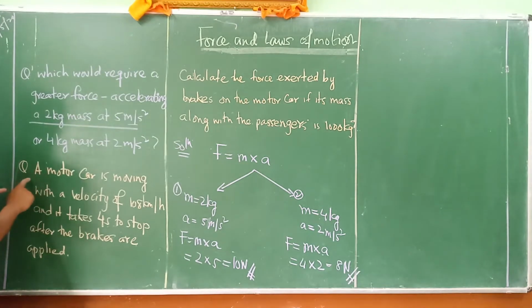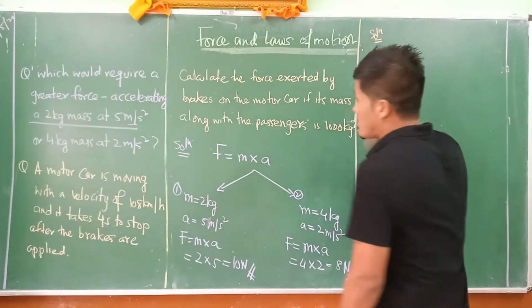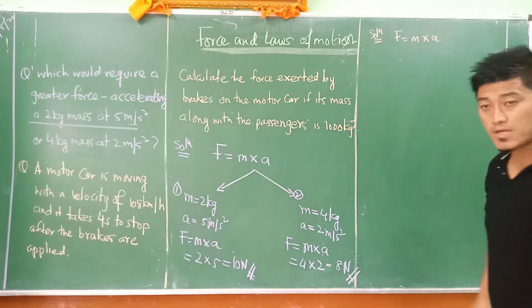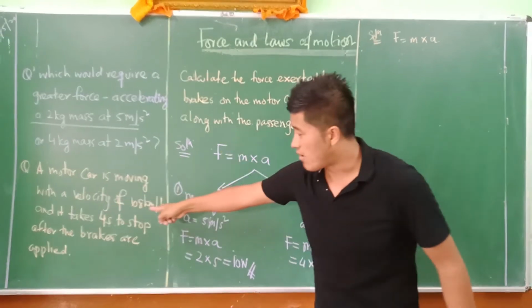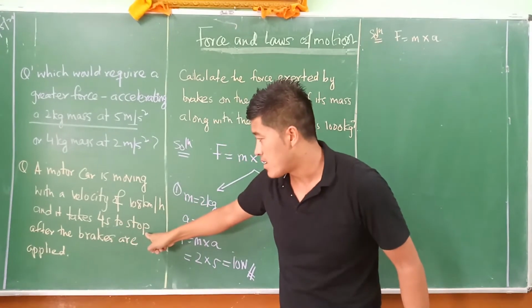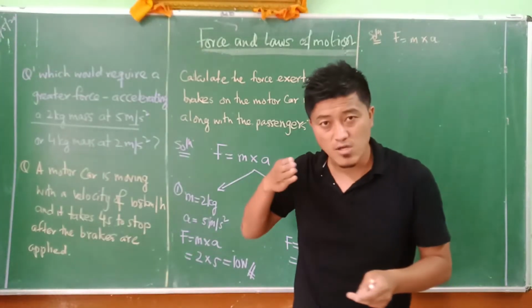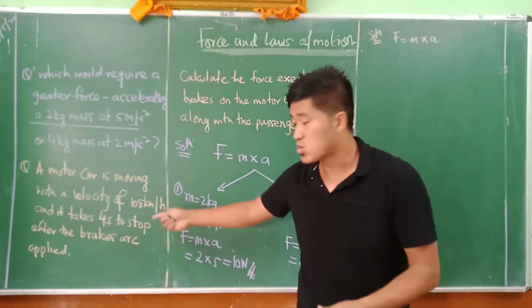In the second situation, a motor car is moving with a velocity of 108 km per hour. This is the solution. We know that force is equal to mass into acceleration. They have given that a motor car is moving with a velocity of 108 km per hour and it takes 4 seconds to stop after the brakes are applied. Suddenly they applied the brake and it took 4 seconds for this motor car to stop.